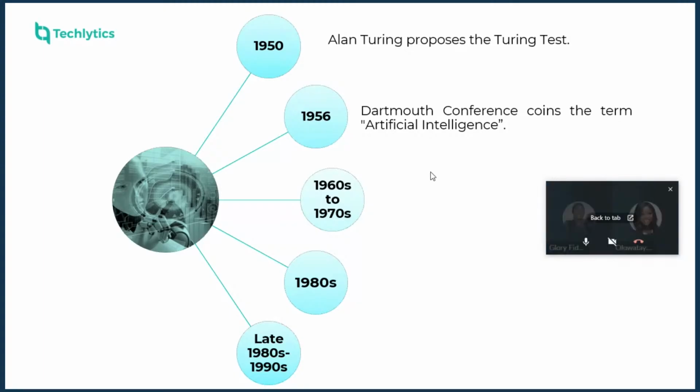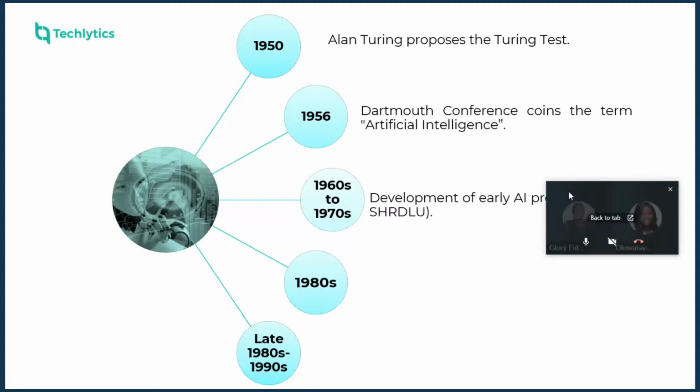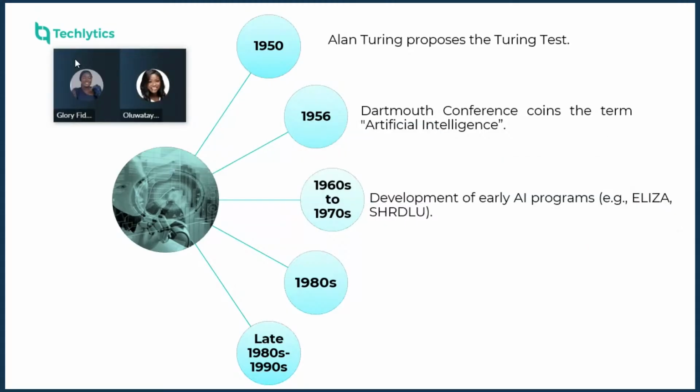Then from the 1960s through to the 70s, we had early development of some AI programs. ELIZA, we're going to see it in the video also. ELIZA was like a chatbot, but not as intelligent as we have in ChatGPT. It was a chatbot that was largely able to help a psychologist. I'm always mixing psychologists and psychiatrists up, even in real life, right? It was able to help people answer some questions.